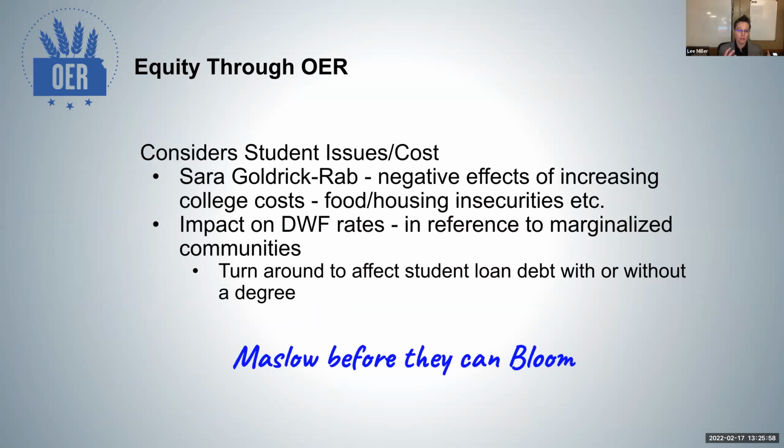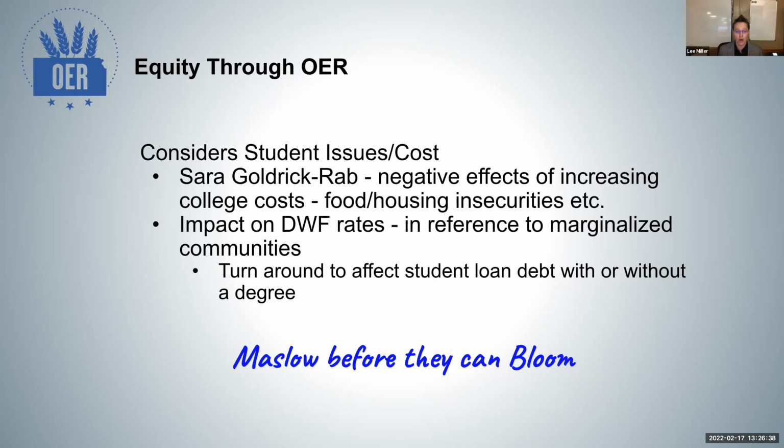Again, Tiffany highlighted many of the student issues, especially around insecurities around food and housing. This is one of those areas that is an equity initiative that can be assessed, where we do consider student issues, because when we help save students money in one area, the opportunity for them to shift that money to take care of other needs is going to be really valuable. And Sarah Goldberg-Robb is one person that does a lot of research on the negative effects of how the increase of college costs impacts students. And these are two of those areas, food and housing insecurities.